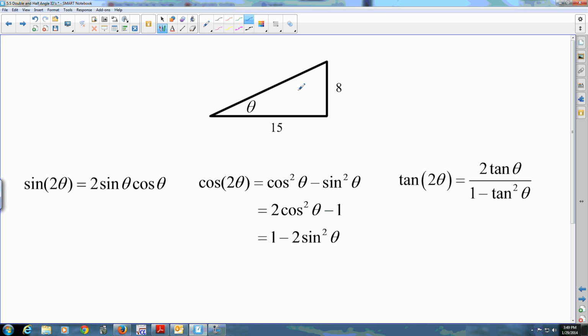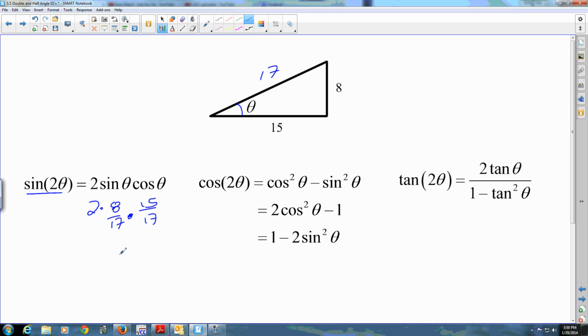Alright, the first thing you guys need to do is do the Pythagorean theorem. You find this is 17. Then when you look at this, it's saying if you were to double the size of that angle, that's obviously going to change the length of these sides. And if you did double that angle, what would the sine of that angle be? Well, here goes. It's 2 times the sine of this original angle, 8/17, times the cosine, which would be 15/17.